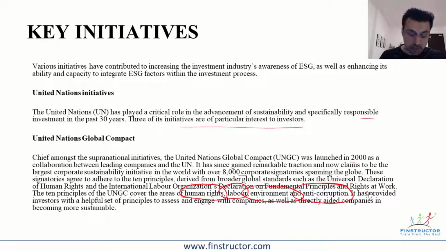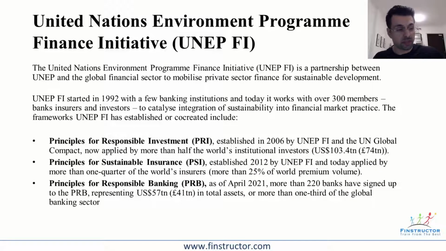So there are 10 principles, and the UNGC provides investors with a helpful set of principles to assess and engage with companies, as well as directly aid the companies in becoming more sustainable. Again, the 10 principles cover these four areas of human rights, labor, environment, and anti-corruption. So it's a very good thing that the United Nations has done. It provides guidelines and it provides help to both investors as well as corporates in achieving sustainability.